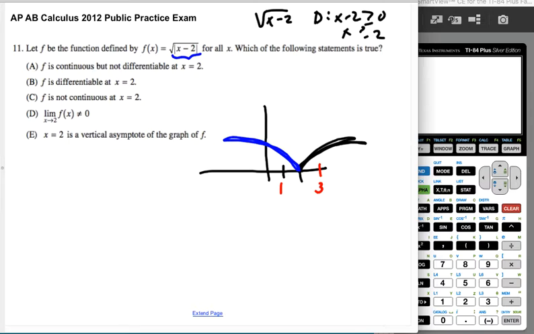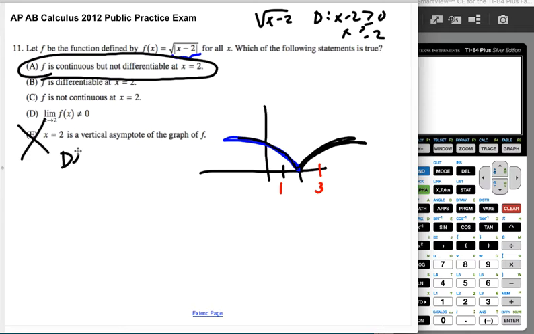If you understand that's what this graph looks like, you can pick the answer pretty quickly. It is continuous, right? Continuous, I'm not lifting my pen, but not differentiable because of that cusp. And if you understand it, you can pick A pretty quickly. It's much harder to do it any other way. You can definitely cross off vertical asymptote because there's no denominator, right? And that's what you need for a vertical asymptote.